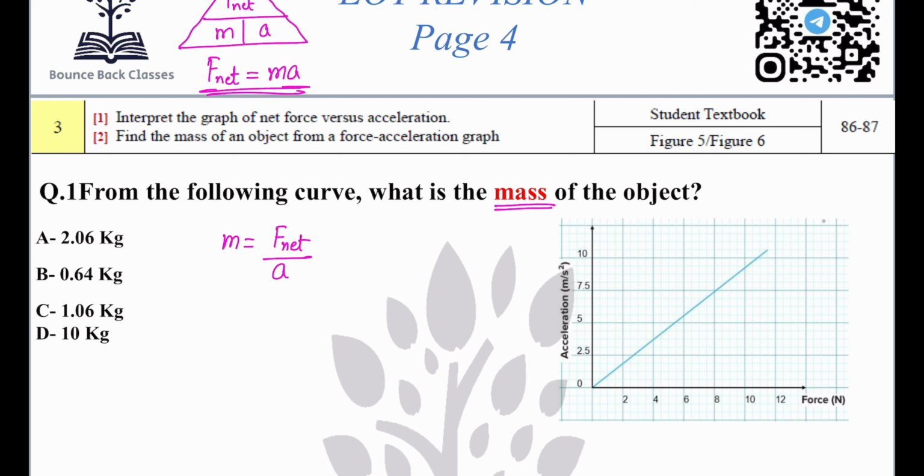Yes or no? See the question. Force is given. Acceleration is given. Okay, so take any value. Let's say you take this one. Here is your perfect value, 8. And if you check, it's around 7.5 kg. Yes or no? Okay, so if you take m equals 8 divided by 7.5, your answer is around 1.06 kg. Clear? Fine? Okay.